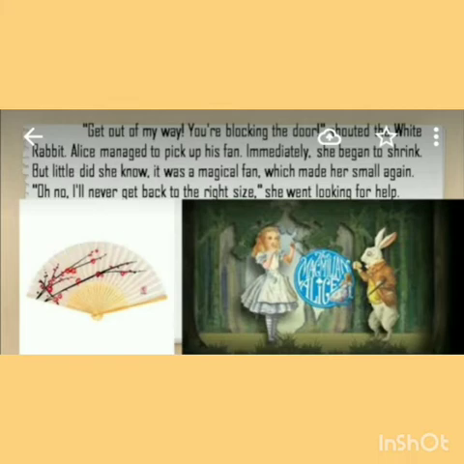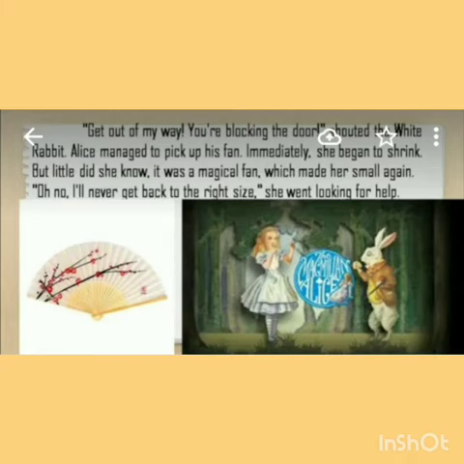So again, what is Alice doing? Alice manages to pick up the fan. When she picks up the rabbit's fan, she began to shrink because it is a magical fan. When she picked up that fan, Alice became small because it was a magical fan. Again she became small. Oh no, I'll never get back to the right size. She went looking for help. So still she couldn't become the right size. So she wants somebody to help her, because she is becoming big or otherwise becoming too small.